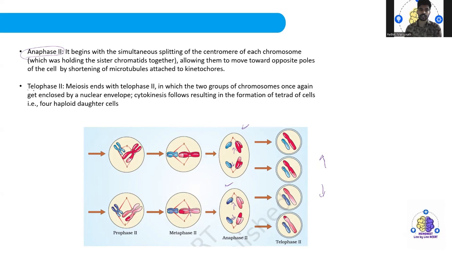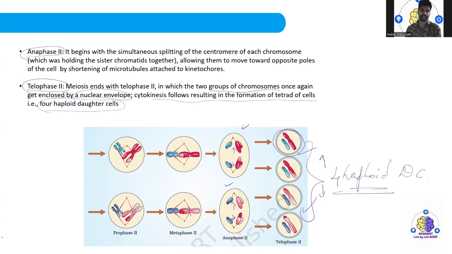The last one you are going to see is telophase 2. This is telophase 2. At the end of telophase 2, the two groups of chromosomes, group 1 and group 2, once again get enclosed by the nuclear envelope. Again, you are going to see the nuclear envelope surrounding them. Then cytokinesis forms, resulting in the formation of a tetrad of cells, that is four haploid daughter cells. So how many are there in total? Four haploid daughter cells you are observing.